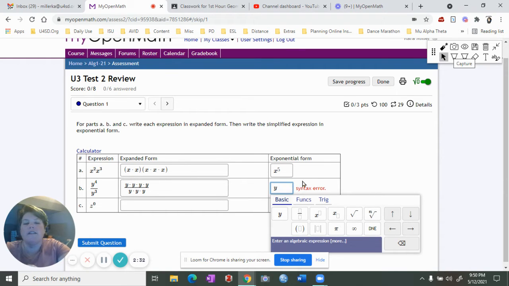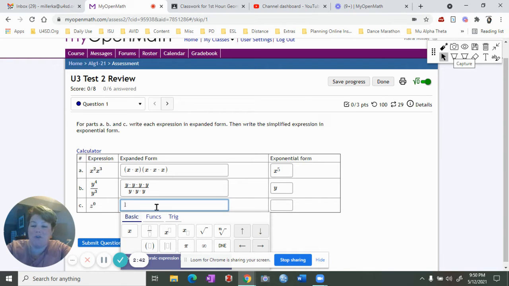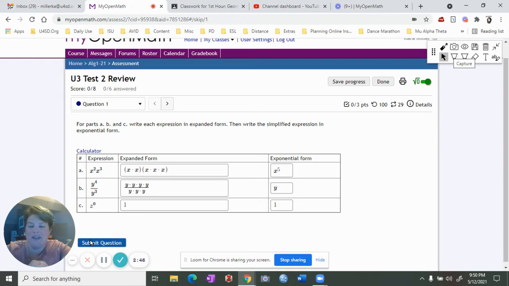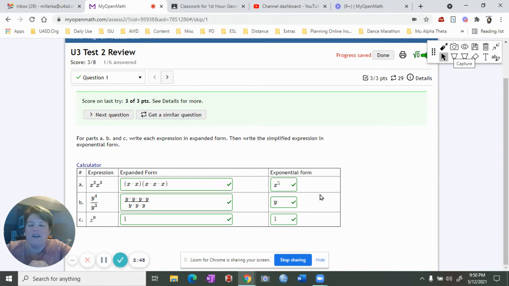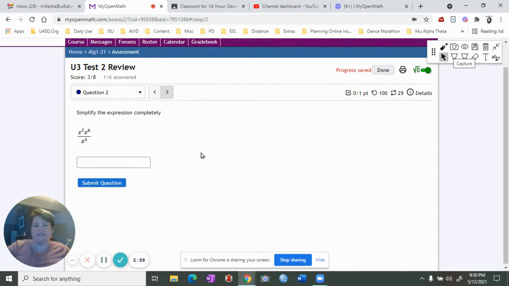Syntax error. I've got to delete that. There we go. Z to the 0. You might recall that anything to the 0 power is 1. So that's really all we are looking for here, is 1 and 1. Okay? All right. So these were fairly small exponents, pretty straightforward. Let's take a look at the next one, where we have a little bit more complexity.